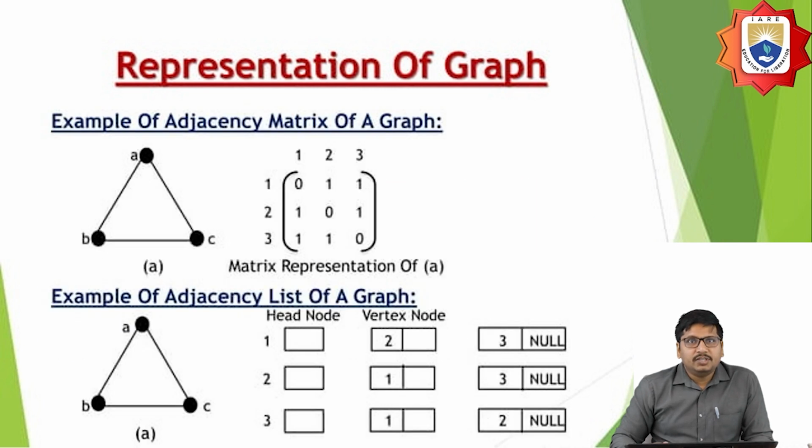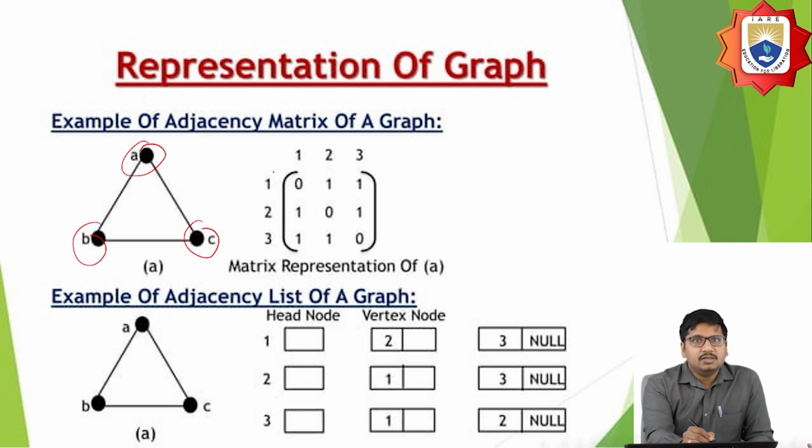So, an example of an adjacency matrix. This is the graph that is given, with three vertices, so I'm going to take them as 1, 2, 3. There is no edge from 1 to 1, so 0. Then 1 to 2, so I'm representing it as 1. And 1 to 3 is there.